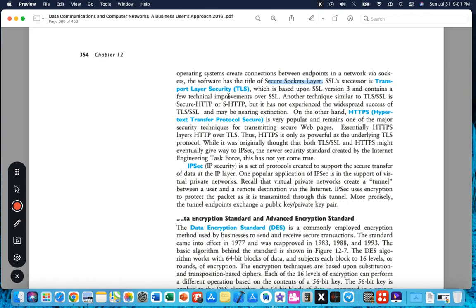Its successor is Transport Layer Security, TLS, which is based upon SSL version 3 and contains a few technical improvements over SSL. Another technique similar to SSL is Secure HTTP, S-HTTP, but it has not experienced the widespread success of TLS and SSL.